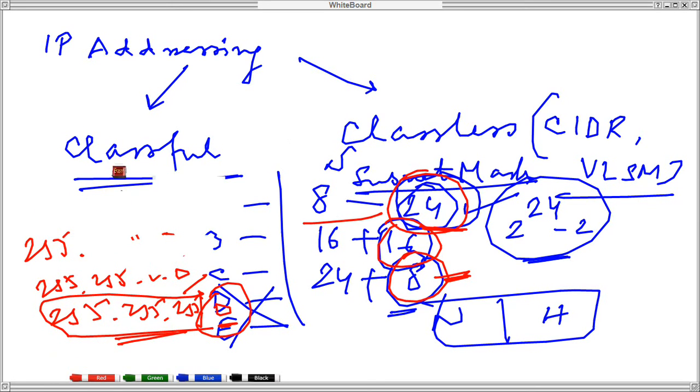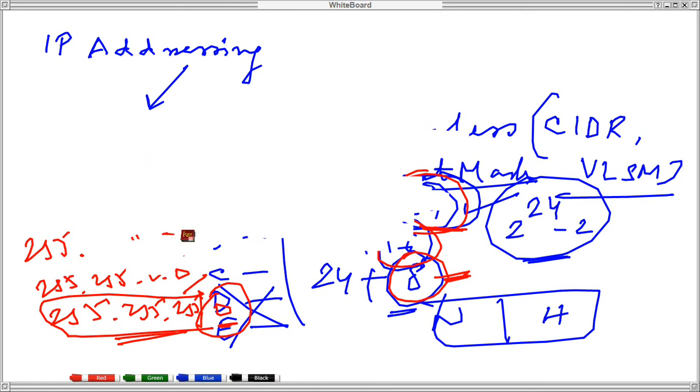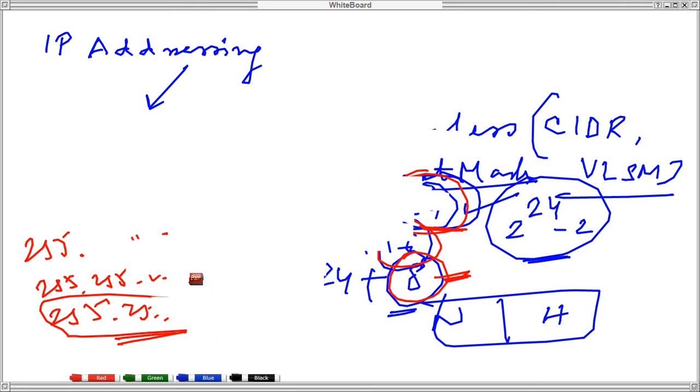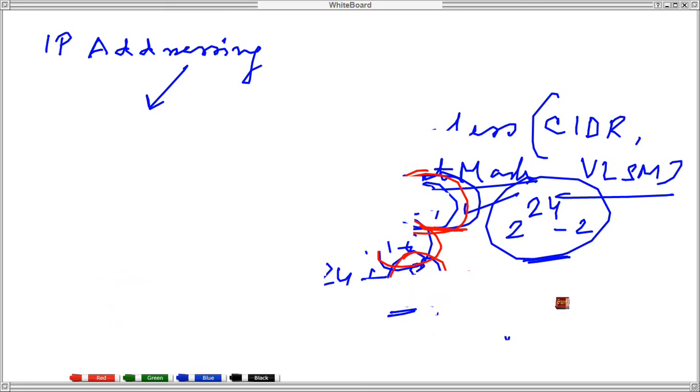Now in classful addressing, that rigidity is there. What is the rigidity? You should take a block size of 24 bits in case of class A, you should take a block size of 16 bits in case of class B, and you should take a block size of 8 bits in case of class C.